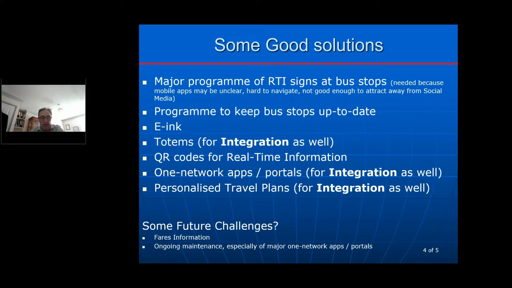Another response is QR codes at the bus stop for a link to real-time information. And importantly, this concept I mentioned earlier, particularly with authorities that have a large number of bus operators, is one network apps or portals, which will give integration across modes as well as buses. And then one authority I saw had personalized travel plans.